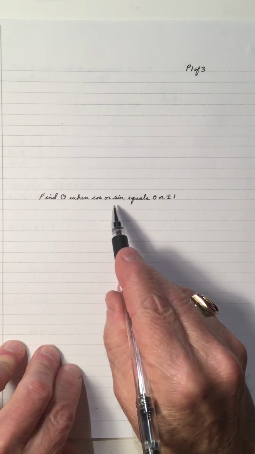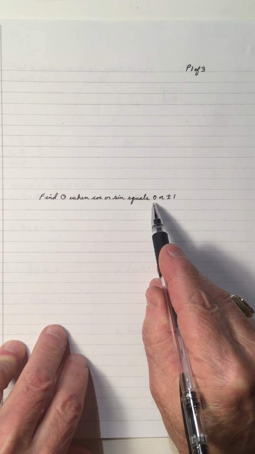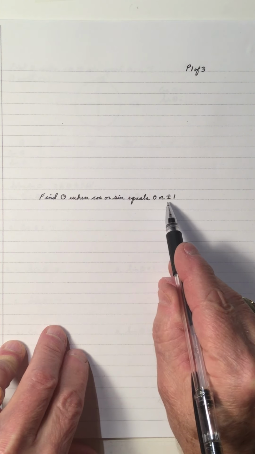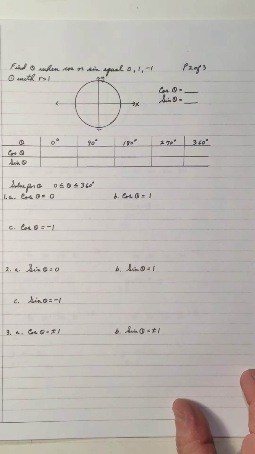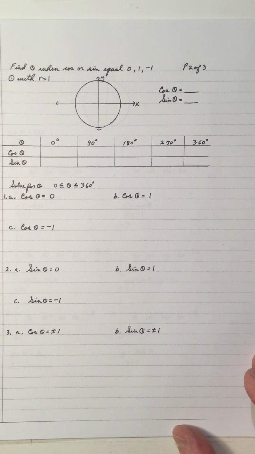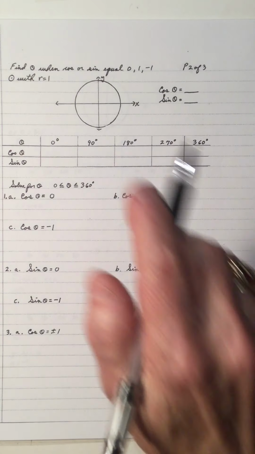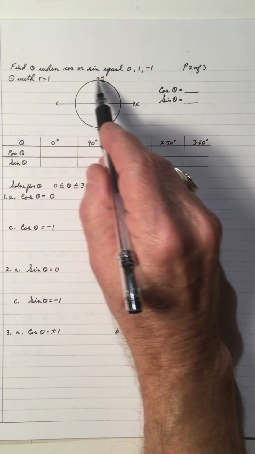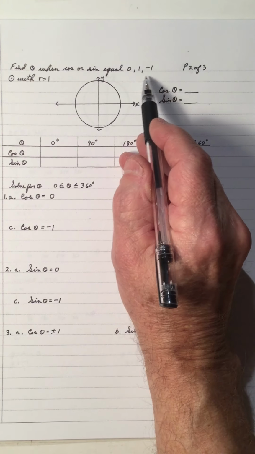Hi, welcome to my video on finding theta when cos and sine have values equal to 0 or plus or minus 1. These are values related to the quadrantal angles of 90, 180, 270, and 360. Find theta when cos and sine equals 0, 1, or negative 1.